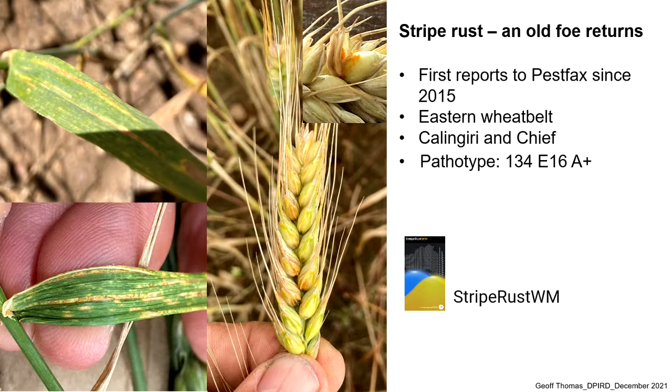But it does just hammer home the importance of that green bridge message. So we had, and particularly at least one of these properties, retained green material from last year of a susceptible variety for sheep feed, obviously then acting as a green bridge, resulting in this build-up of disease. Just an advert for the decision support apps. If stripe rust becomes an issue next year, then there is Stripe Rust WM available, which much like the canola apps, does the same job.